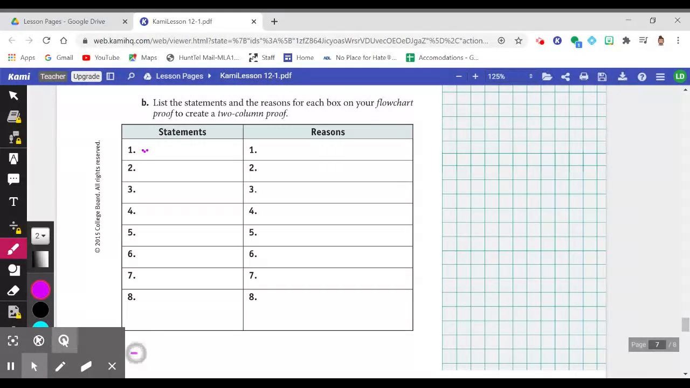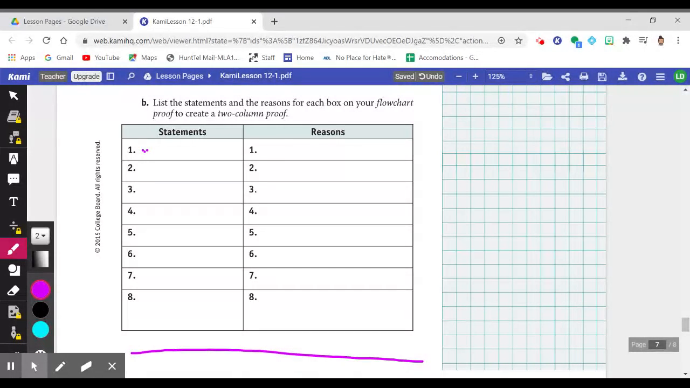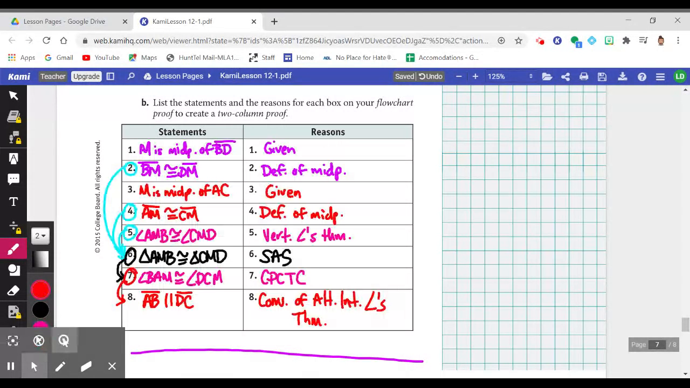So if you would, pause the video, go back and look at the flowchart proof, flip back and forth, and take those statements, and remember the reasons are underneath the boxes. Take those statements and reasons and list them in this two-column proof before playing through. Hopefully not too difficult a task, but we were tasked with taking the flowchart proof and the paragraph proof and writing it as a two-column.